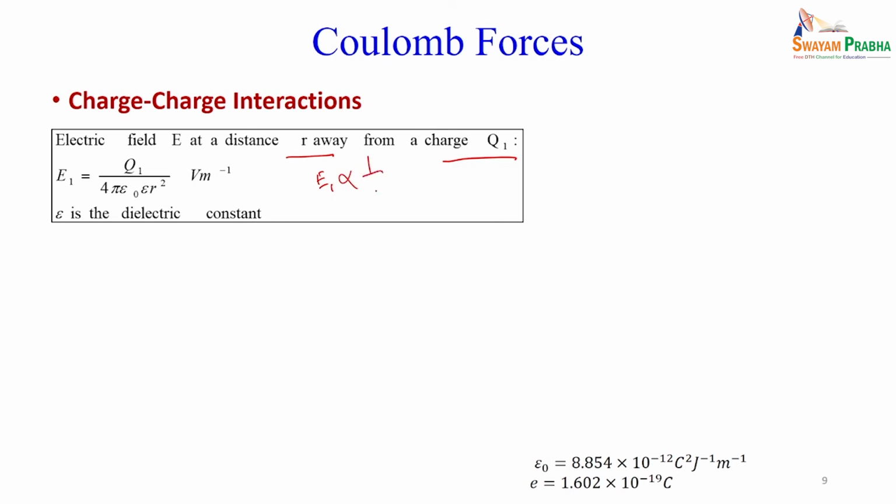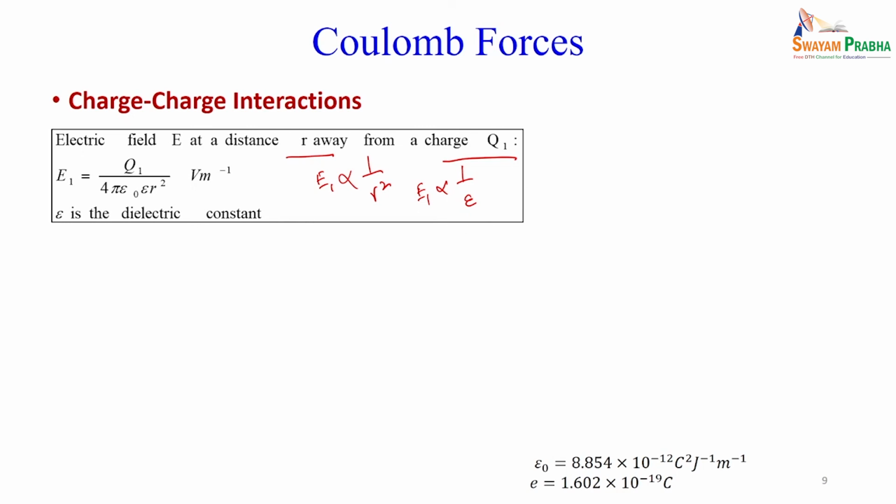E1 is inversely proportional to r square, and also it is inversely proportional to the dielectric constant of the medium. So, this is one atom at a distance of r, this is the field.